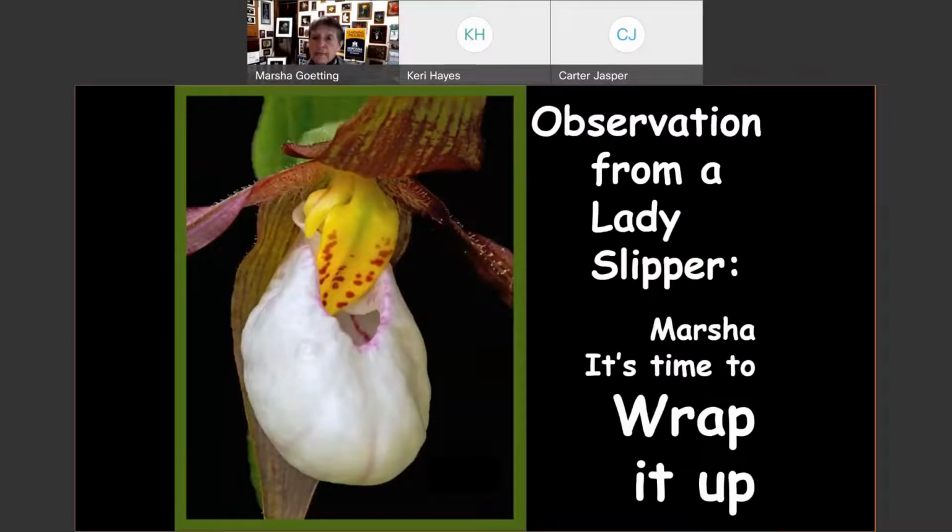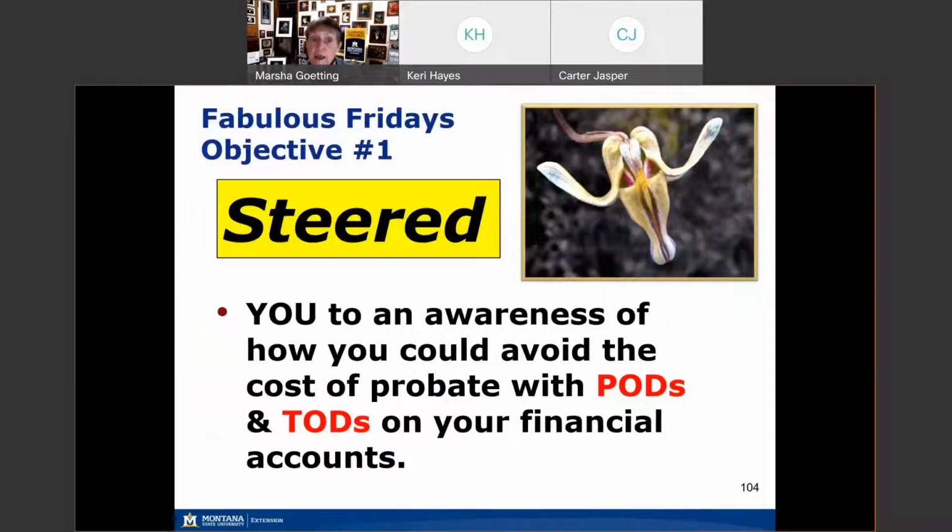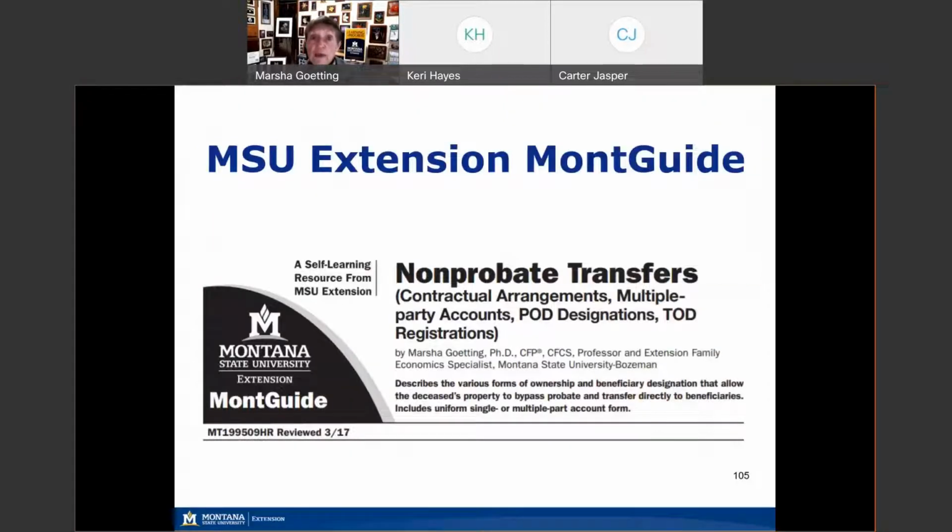Well, I can see it's about time for me to wrap it up so that we have a chance to hear from our guest today. But I hope I did steer you to an awareness of how you can use PODs and TODs on your financial accounts. And we have a resource. This is at the Fabulous Fridays, and it's called Non-Probate Transfers.